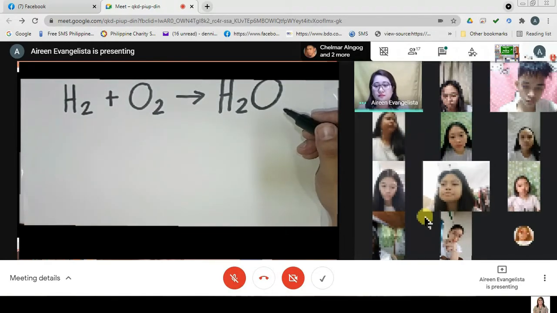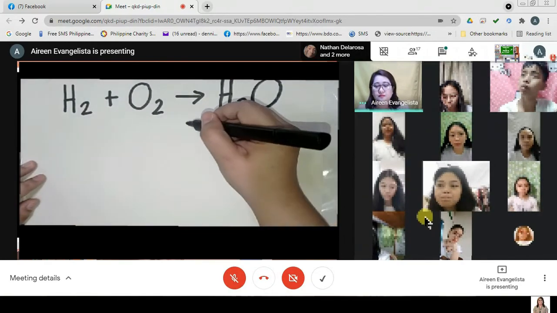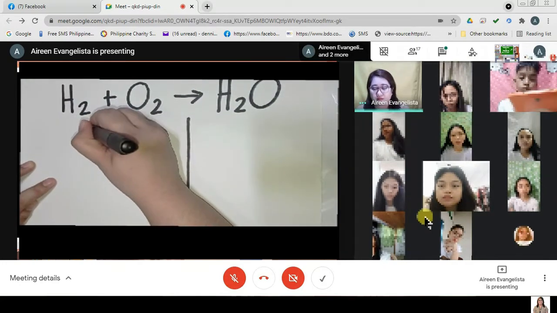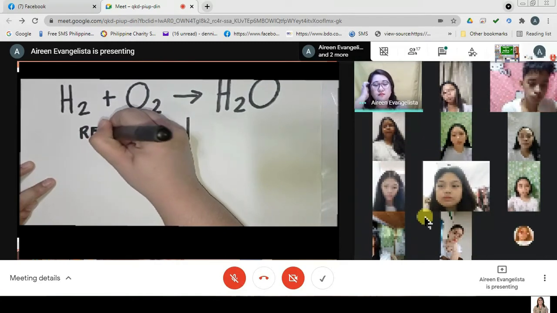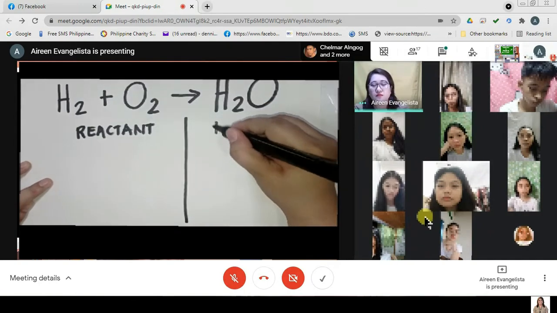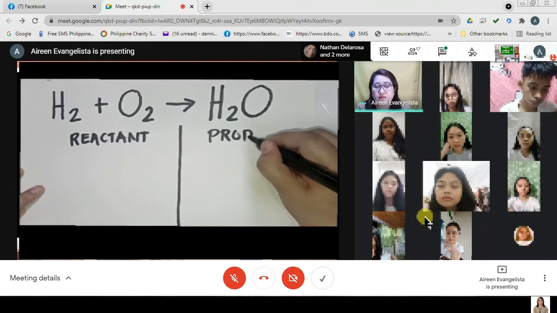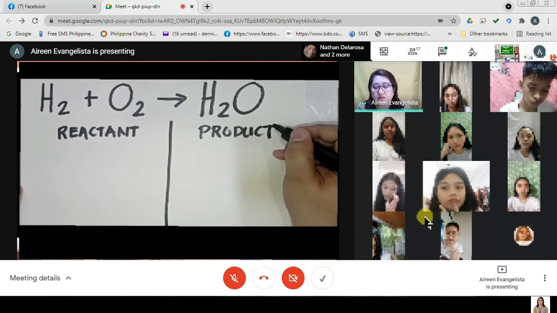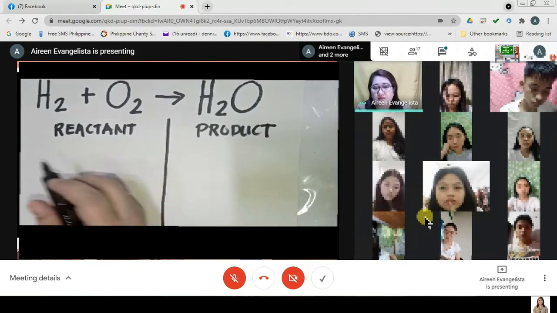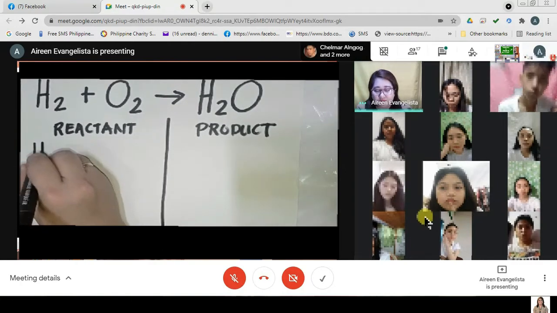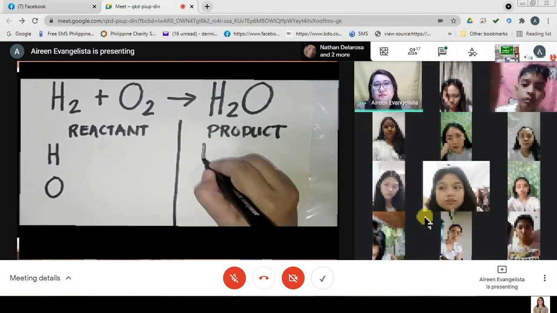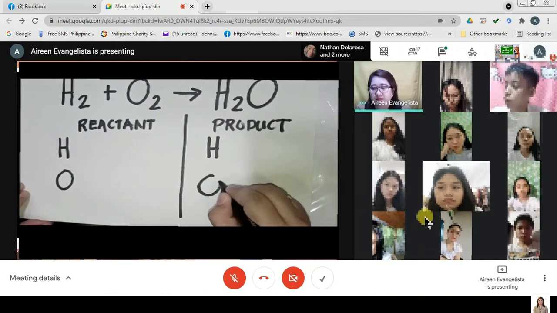So first, in balancing an equation, let's make a line first. This side is the reactant, and this one is the product. Next, for step one, you have to make a list of elements. In the reactant, we have the elements hydrogen and oxygen. And for the product, we have another hydrogen and then oxygen.